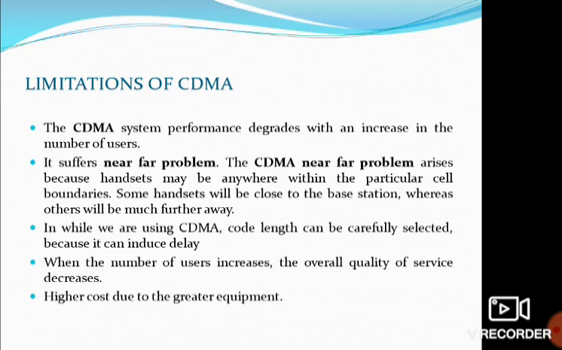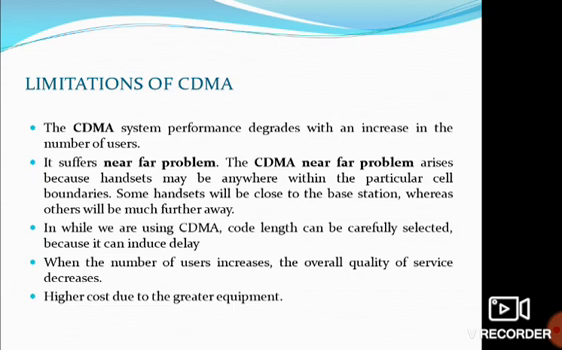This problem arises because handsets may be anywhere within the particular cell boundaries. We have a hexagonal cell structure. In that cell structure, the user may be anywhere. Some handsets will be close to the base station. The base station is the base transceiver, the antenna which is a transmitter as well as a receiver. So some handsets will be close to the base station, whereas others will be much farther away. This is known as the near-far problem, meaning the distance from the base station to the user may vary.